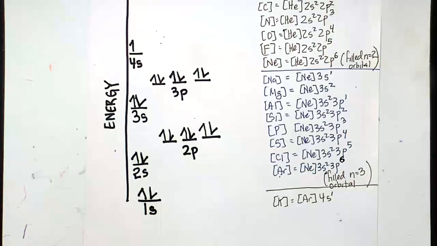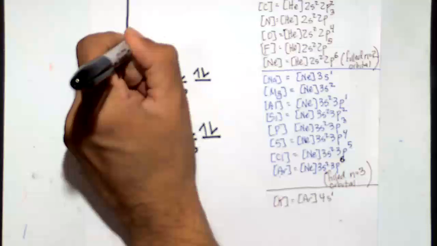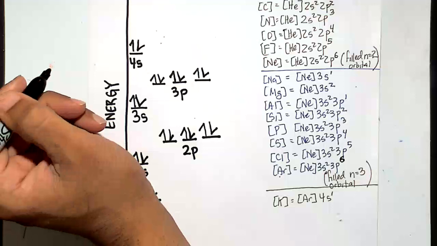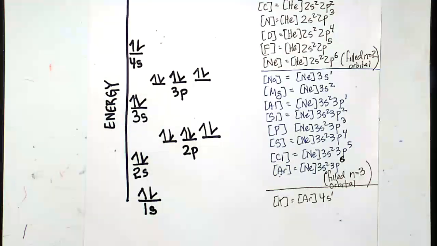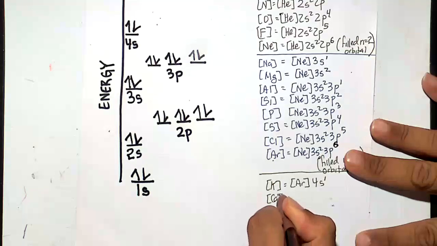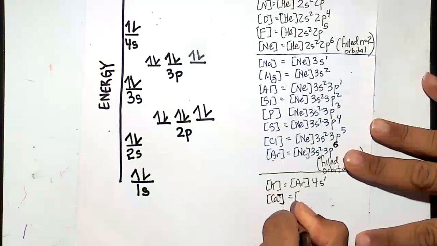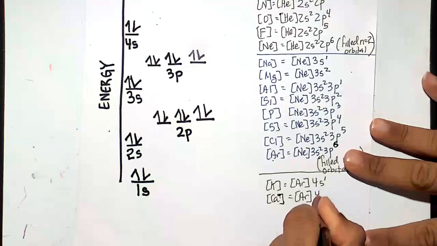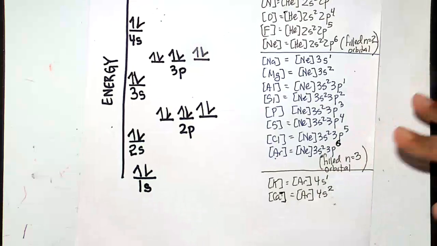What's next? Calcium. Everyone knows calcium. We also have calcium in our body. And calcium has an electron configuration of argon 4s2.